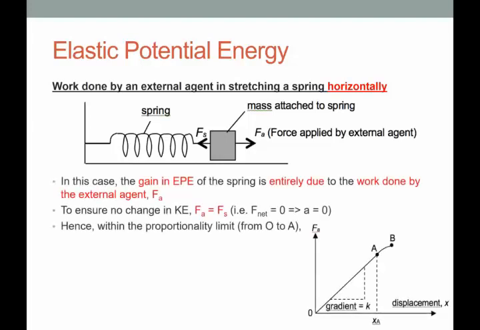In this case, the gain in the elastic potential energy of the spring is entirely due to the work done by the external agent Fa. To ensure there's no change in KE, with the mass attached to the spring moving at constant speed, Fa is equal to Fs, where Fs is the force exerted by the spring on the mass. Since F net is then equal to 0, the acceleration a is equal to 0.